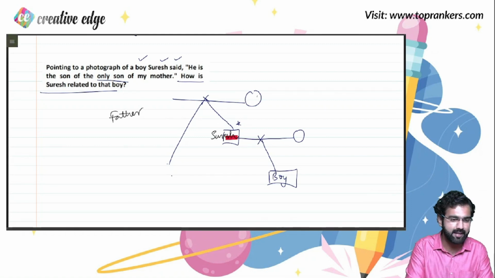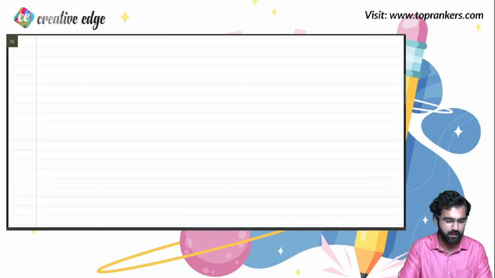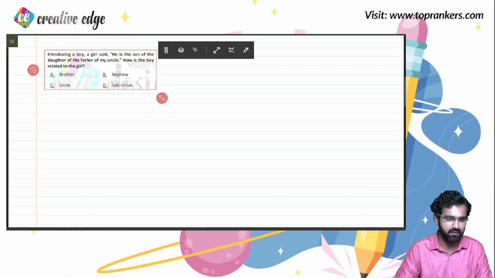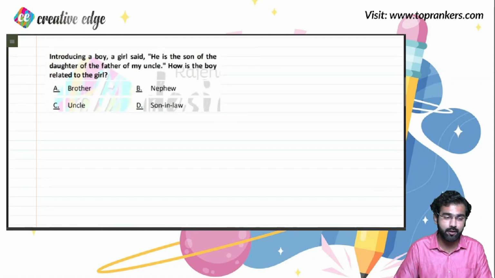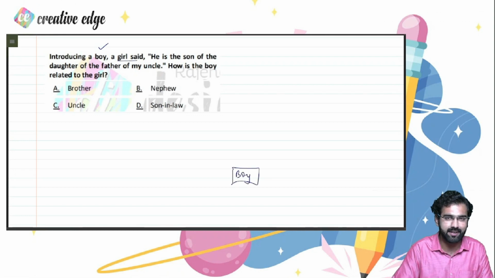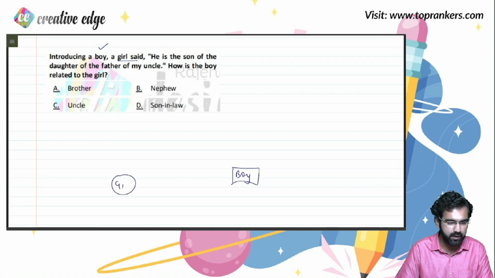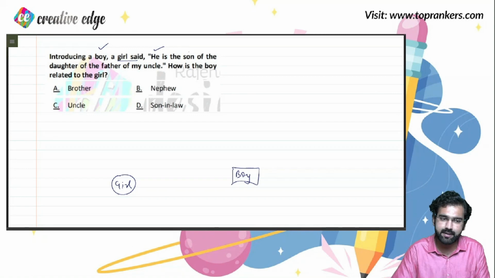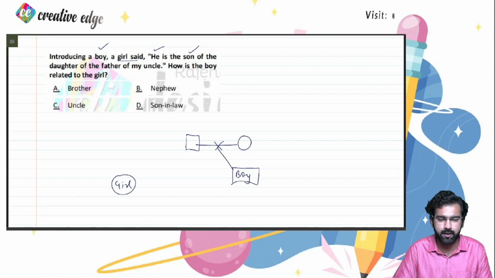Let's take one more example and let's understand it better. For example, look at this question, everyone. In this question, what are we told? Introducing a boy. So a boy is being introduced. So there is a boy in this picture. Okay. A girl said. So now there is a girl as well. And what does the girl say? The girl says he, meaning clearly the boy, is the son. If boy is a son to someone, basically boy के parents की बात हो रही है. So boy has a pair of parents.